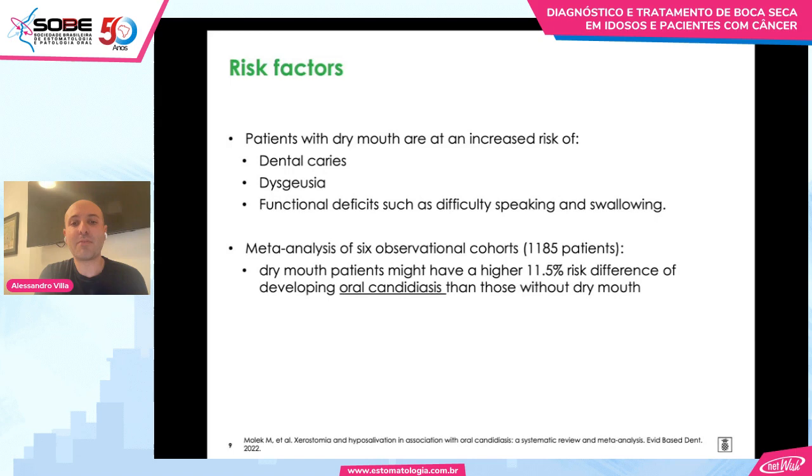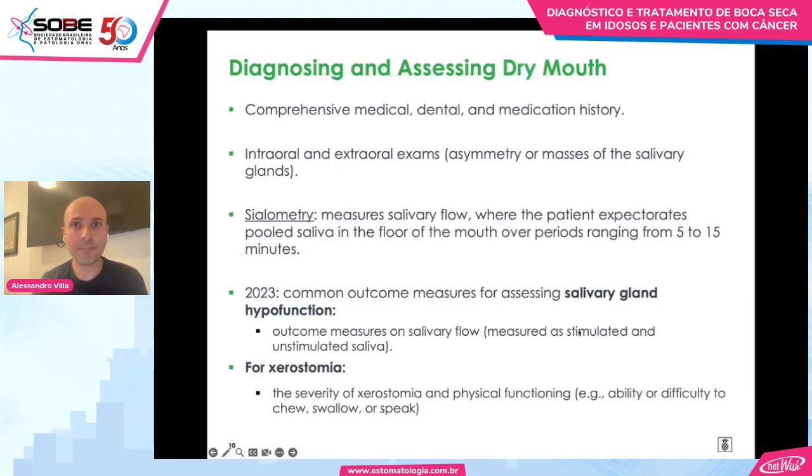And a very good meta-analysis that included 6 cohort studies with almost 1,200 patients in total showed that patients with dry mouth are at 11.5% higher risk of developing oral candidiasis, which is the most common fungal infection in the oral cavity, compared to patients that do not have dry mouth.